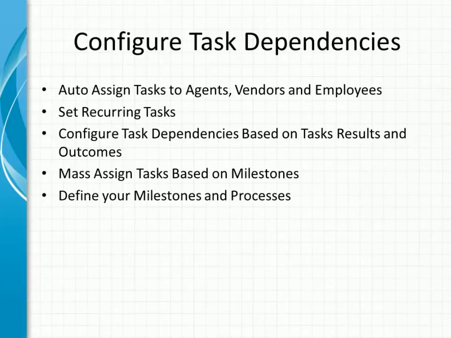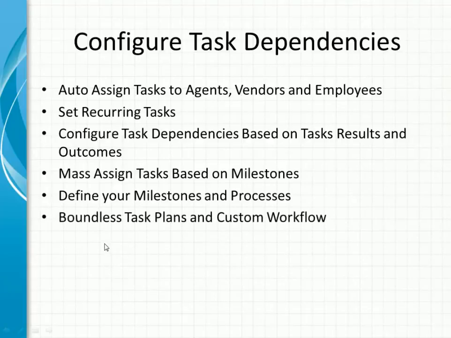Some companies only do 2 particular milestones. All we do for a home is we rehab it and we rent it. Well, then those are going to be your 2 milestones. Other companies have 15 milestones. They might be purchasing homes, rehabbing homes, renting homes, getting homes ready to sell, moving them through the offer process, escrow process, short sale process. So it really depends on your company how many milestones you're going to have. You can have a boundless amount of task plans and custom workflows.